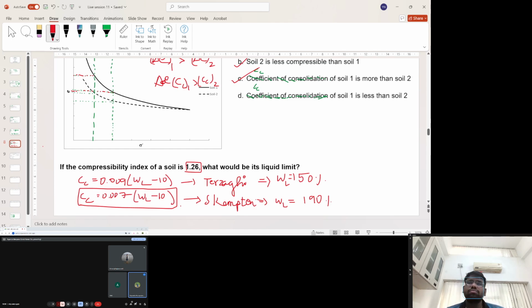In laboratory tests, usually when preparing UDS in consolidation rings, obviously the sample will get slightly disturbed. So in that case, as you said, Terzaghi's relation is valid for undisturbed, whereas Kempton's is for remolded. If they don't mention, you can assume it as remolded and apply Kempton's one. Okay, sir, understood.